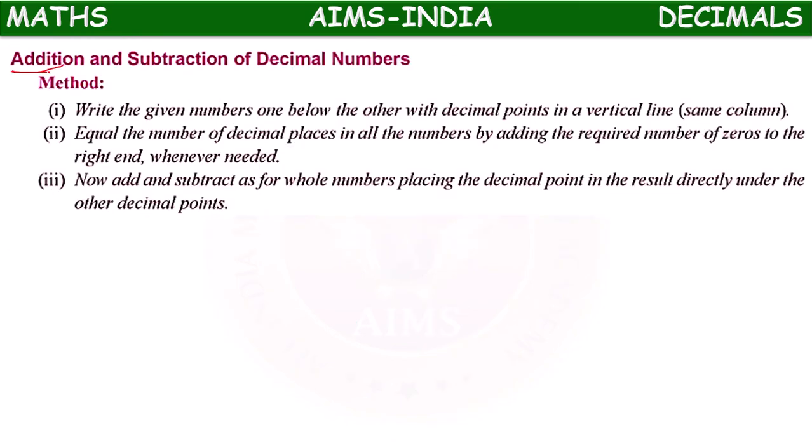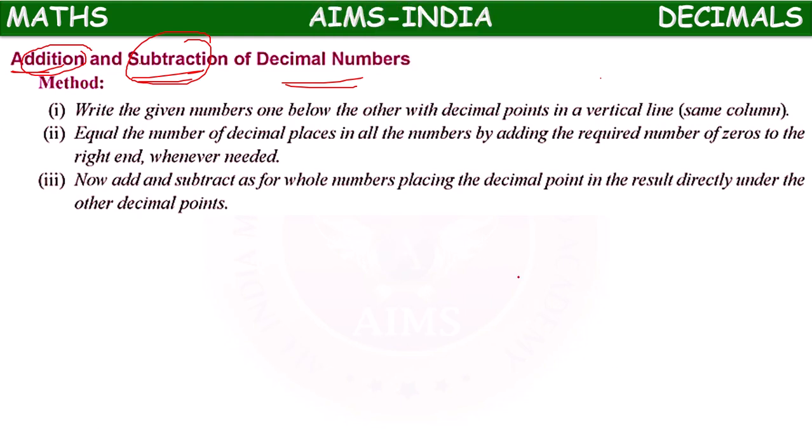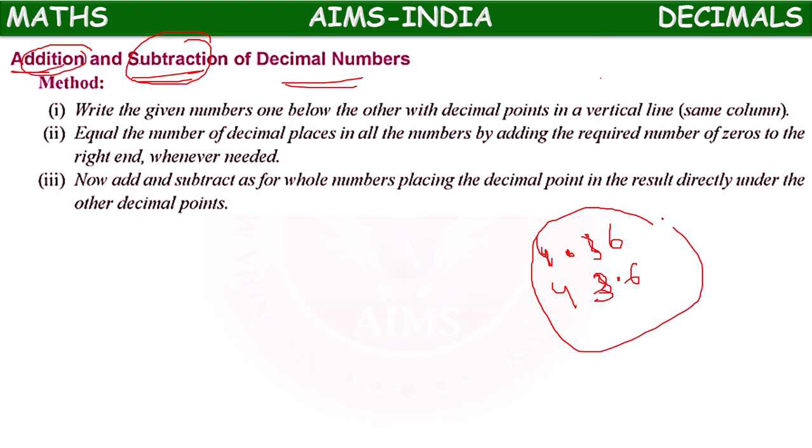Next, addition and subtraction of decimal numbers. While adding or subtracting decimal numbers, what we have to do is, the decimal points should be written one below the other. Suppose we have 4.36 and another one 43.6. Like this we should not write.